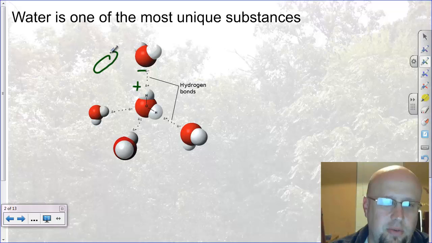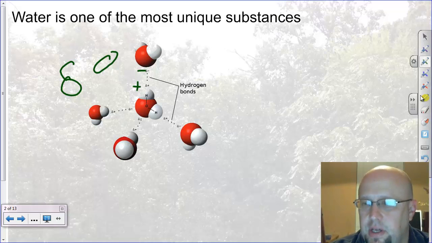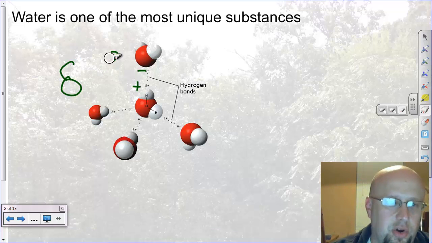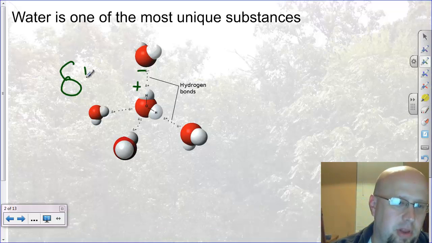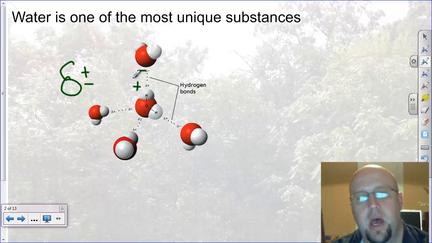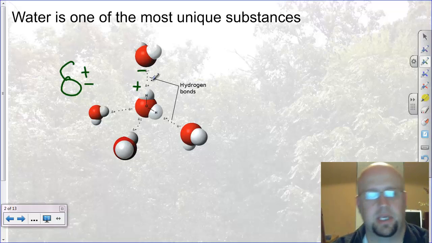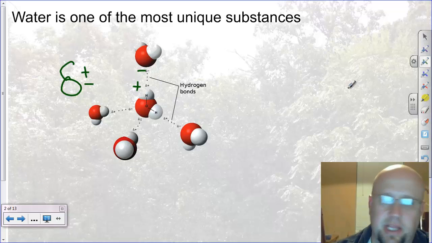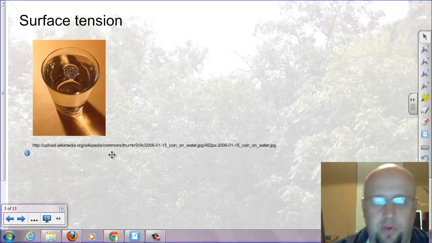If you see this little symbol, that is a delta, and that means a small charge. So usually you're going to see that with a slight plus or a minus next to it, and that means a slight charge, not a full electron's worth. But what that does is that the slight negative and the slight positive between different water molecules binds them together. That's the hydrogen bonding, and that's going to lead to all kinds of unique properties of water. So let's roll through a few of them real quick.